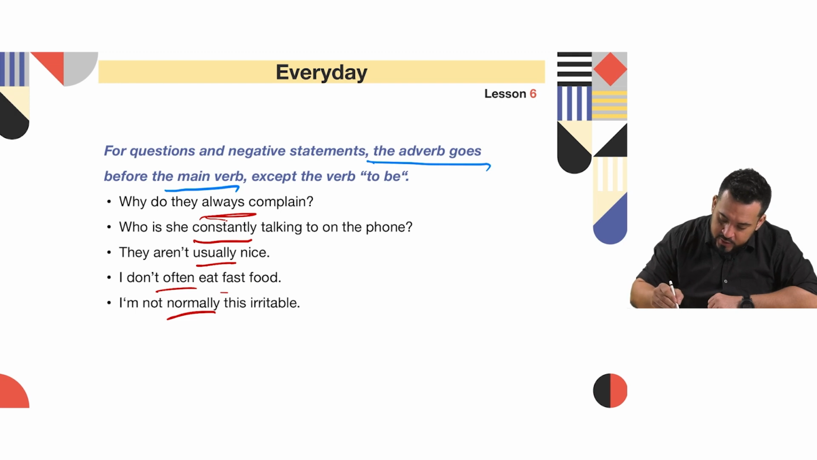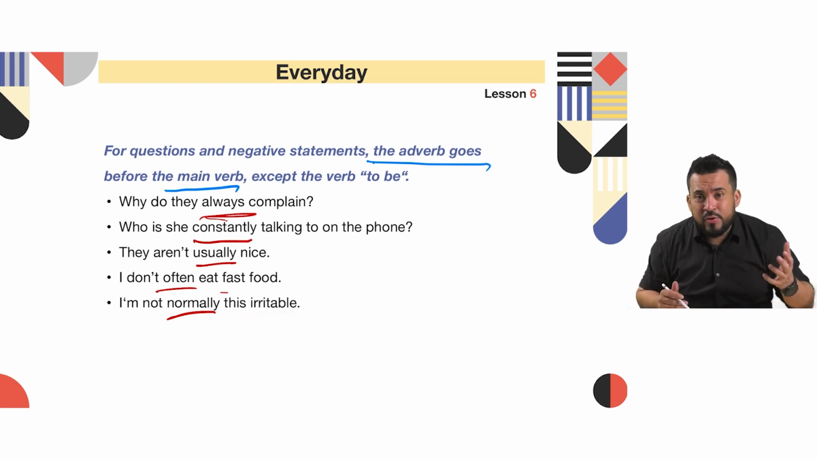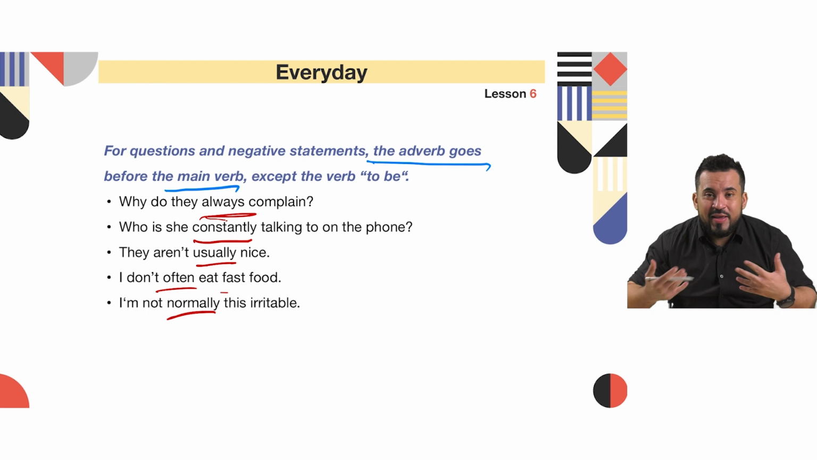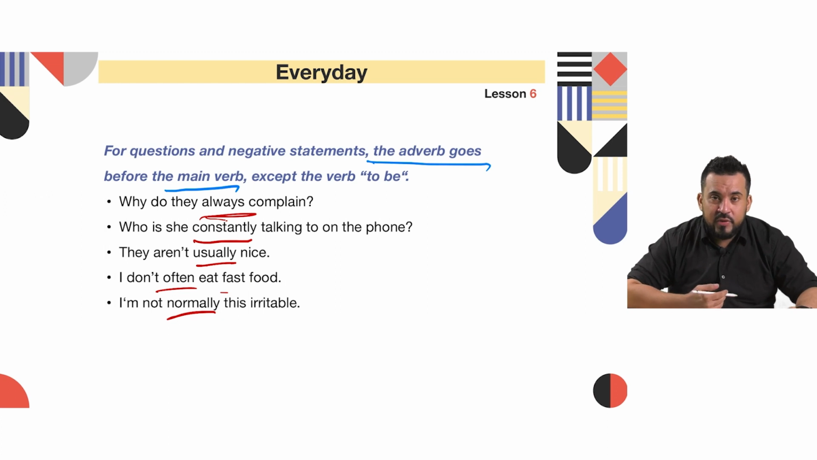All right, let's take a look at the next one. They aren't usually nice. So nice is the main verb. I don't often eat fast food. Eat is the main verb. I am not normally this irritable. Irritable means I don't get angry easily, okay? It means I'm a patient person. It takes a lot to make me angry or make me lose my cool.